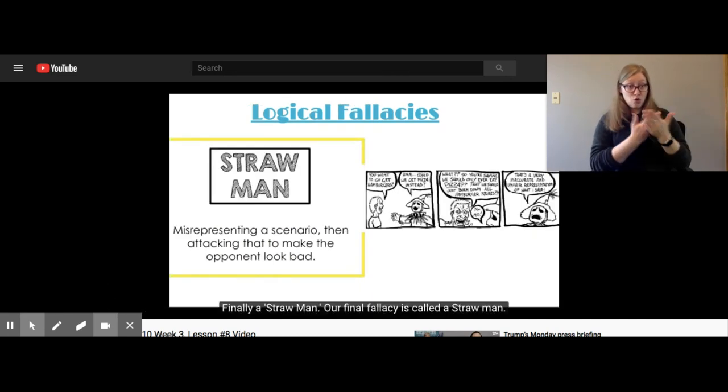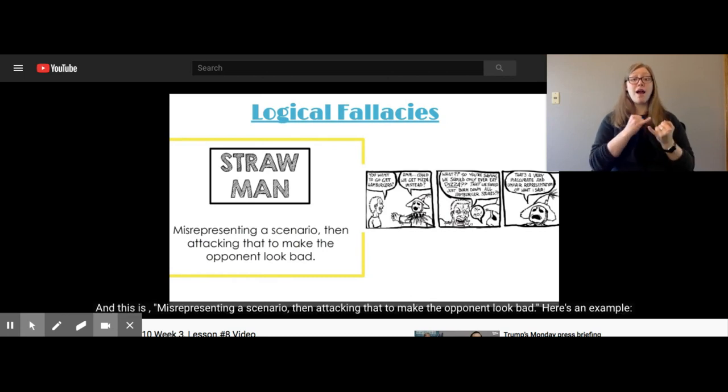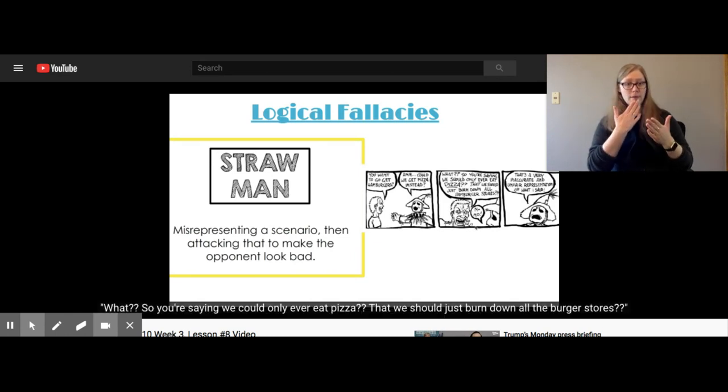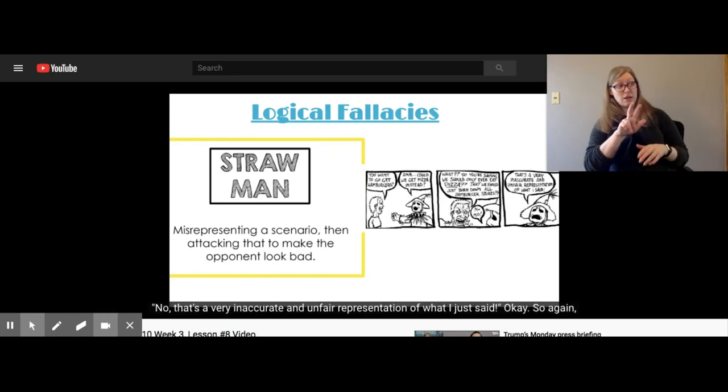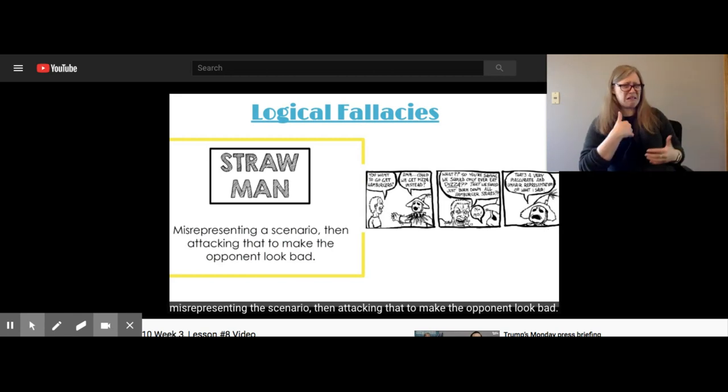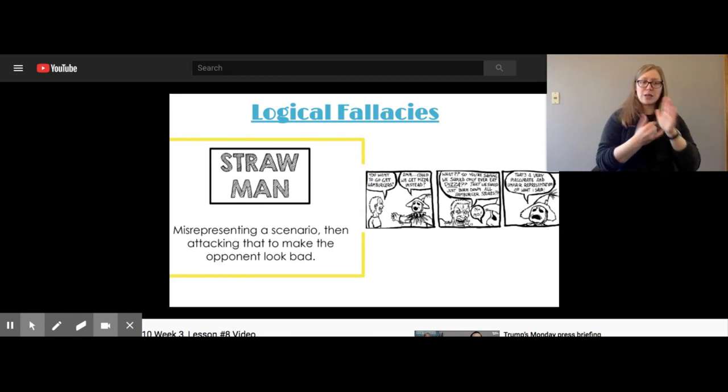Finally, a straw man. A final fallacy is called a straw man, and this is misrepresenting a scenario, then attacking that to make the opponent look bad. Here's an example. You want to go to get burgers? Could we get pizza instead? What? So you're saying we could only ever eat pizza? That we should just burn down all the burger stores? No, that's a very inaccurate and unfair representation of what I just said. Okay, so again, misrepresenting the scenario, then attacking that to make the opponent look bad. That's the straw man fallacy.